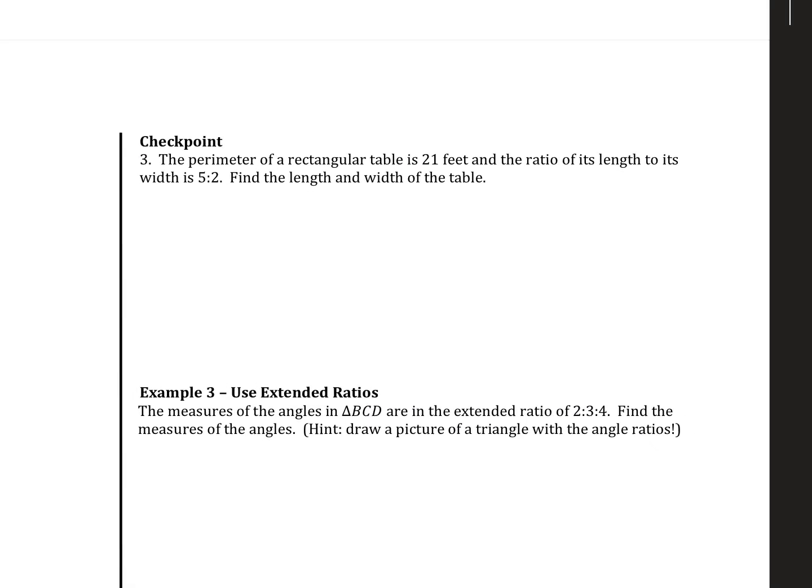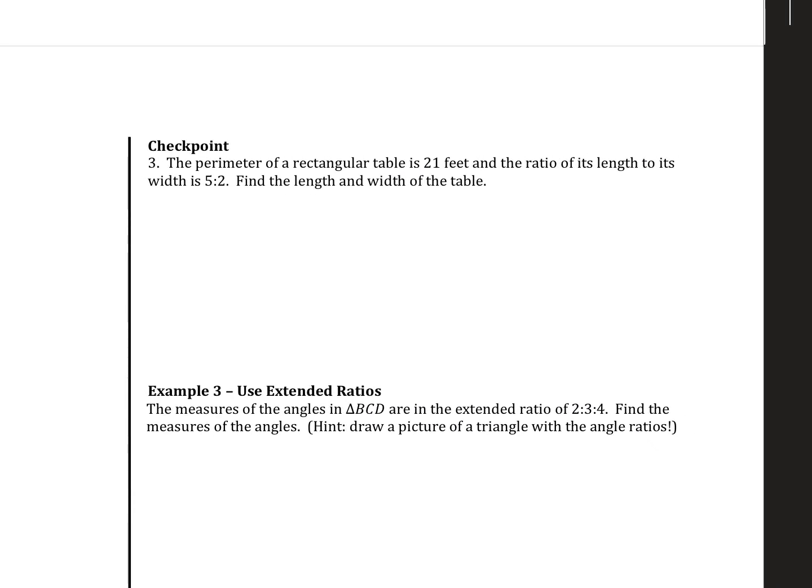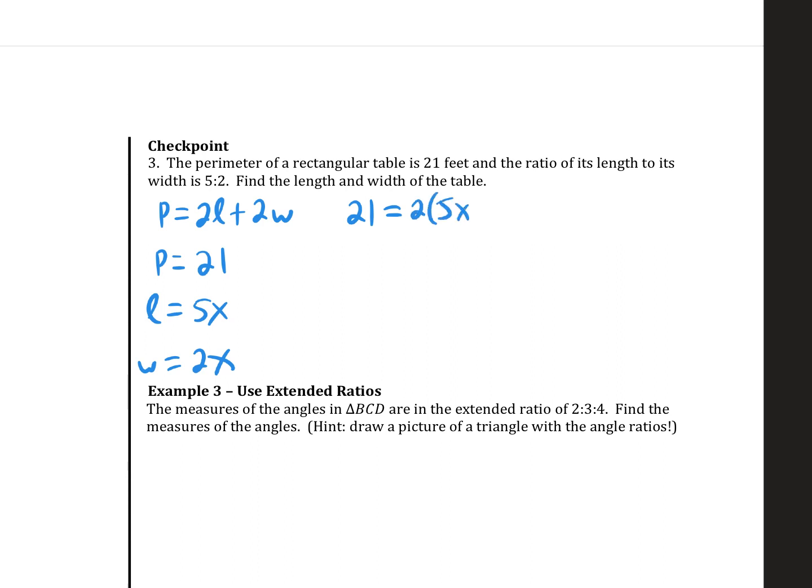Okay, checkpoint 3: the perimeter of a rectangular table is 21 feet, and the ratio of its length to its width is 5 to 2. Find the length and width of the table. So same thing, we're going to do perimeter equals 2 length plus 2 width. We know the perimeter equals 21. We know the ratio of length to width is 5x, and the width is 2x. So we're going to do 21 as the perimeter, 2 times 5x, which is the length, plus 2 times 2x, which is the width. So 21 equals 10x plus 4x.